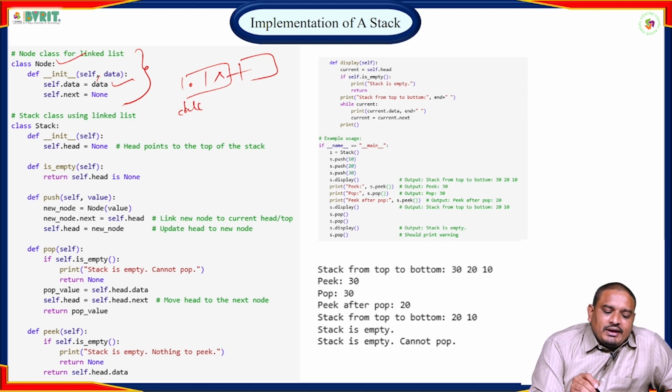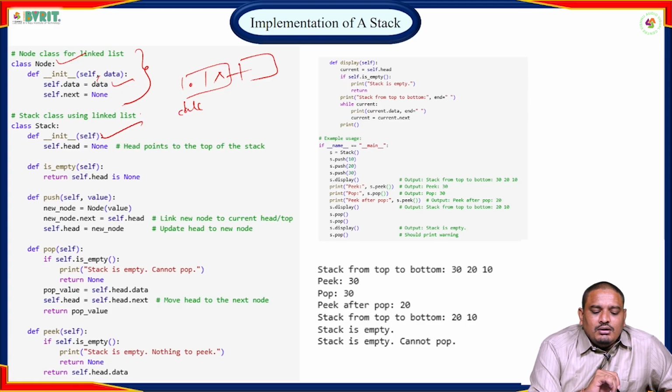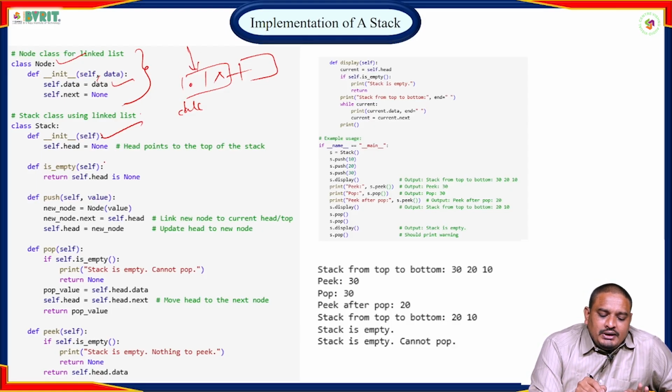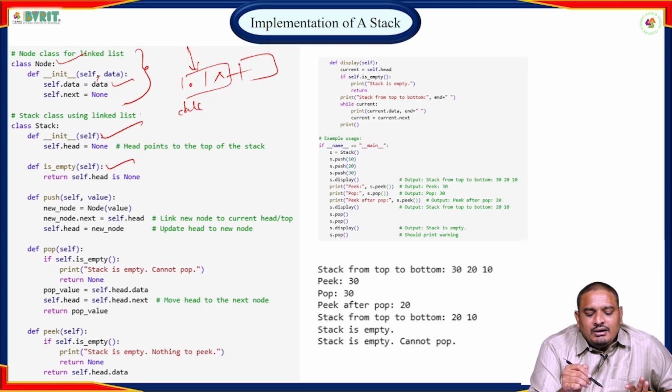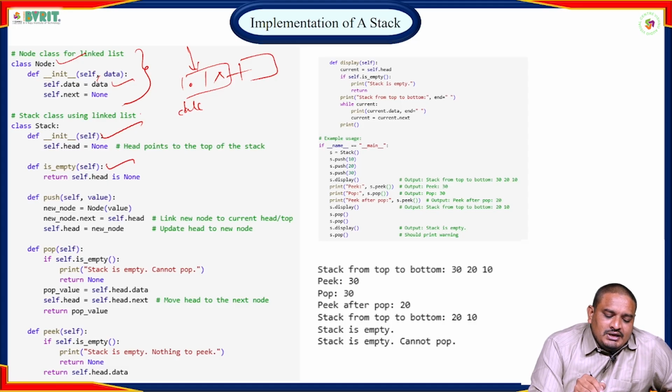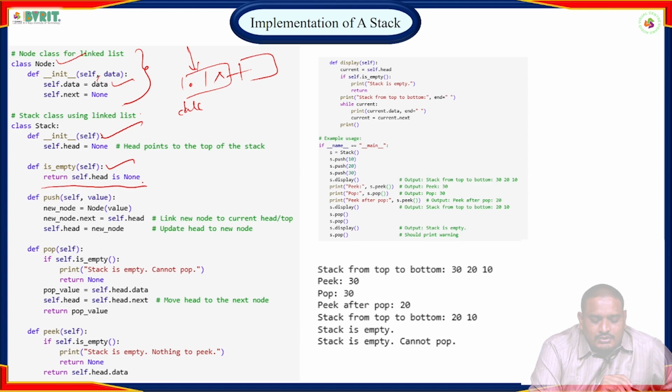Now the stack class using the linked list has initially self.head equal to None. This is the top position, initially. Now we apply the is_empty method. The is_empty method checks whether the stack is empty or not. It returns self.head is None.